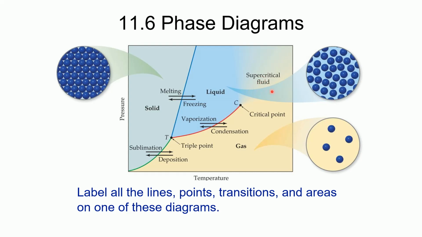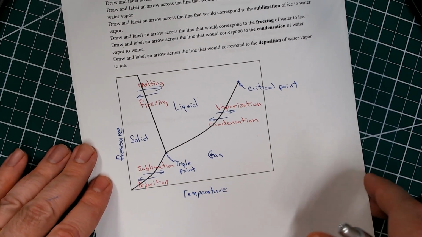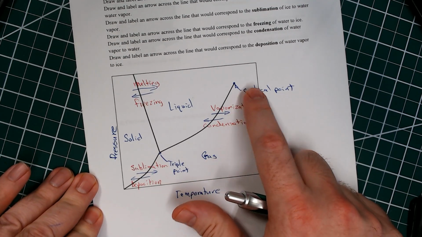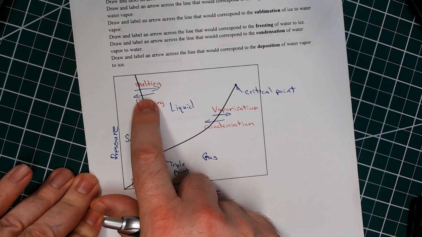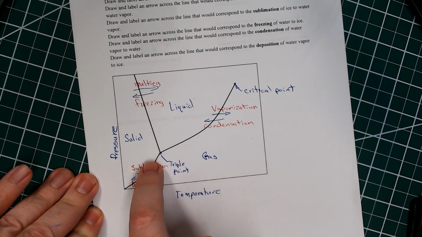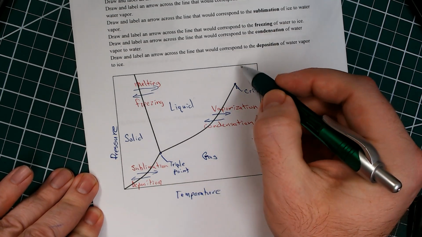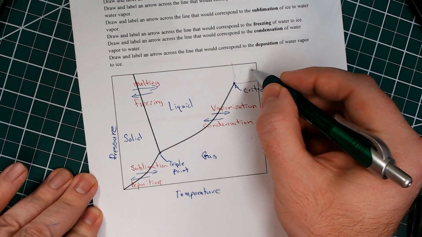Now, that critical point is going to be different for different substances. We're going to look at water on the next one. Oh, and by the way, this is what this looks like when I filled it out: triple point, critical point, solid, liquid, gas. And then you'll need to know each of these terms: melting, freezing, vaporization, condensation, sublimation, deposition, and then triple point, critical point. And in case you're curious, the supercritical region is up there.